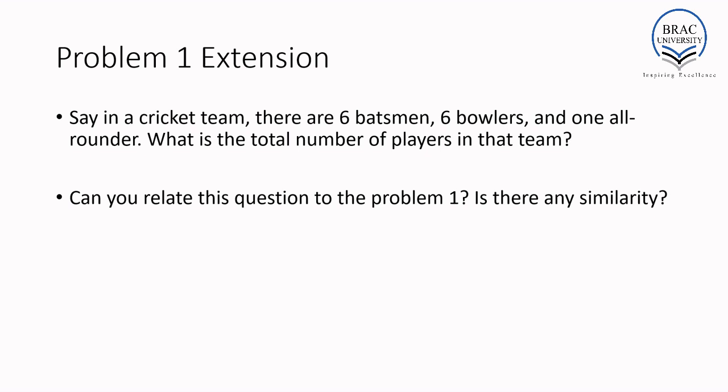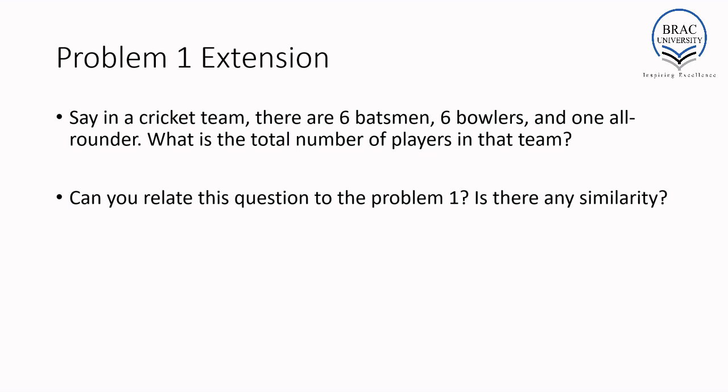Let's go on to a real life problem. Say for example, BRAC University entered the inter-university cricket tournament. Our opponent is Dhaka University. They have sent us a list that consists of 6 batsmen, 6 bowlers and 1 all-rounder. So in a layman's eye, it may seem that the Dhaka University cricket team consists of 13 players. But what is the actual number of players that the Dhaka University team has?